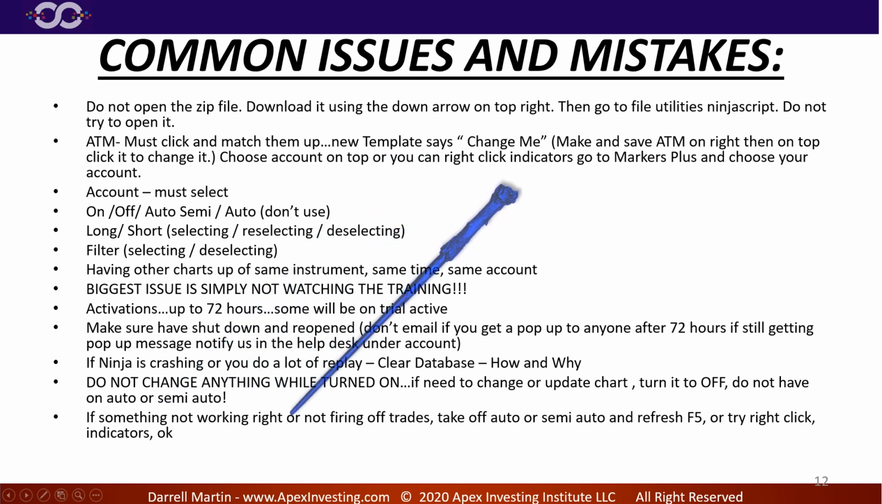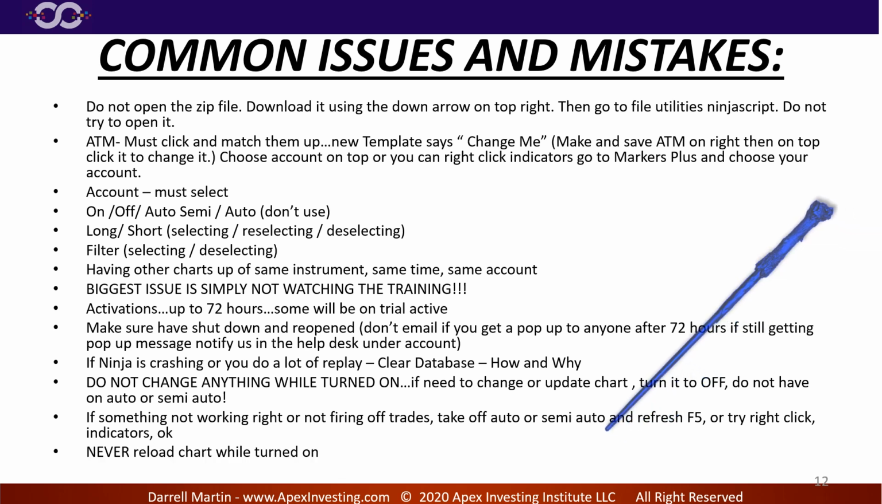If something's not working or not firing off right, take off the auto and semi-auto. So turn it off. Press F5. Then right-click on your indicators and click OK. All right? And we're going to go over those steps about 5 times in this video.